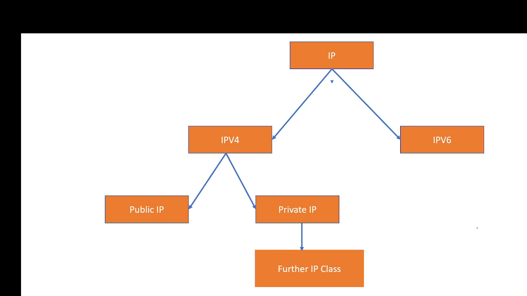This IP version 4 further gets divided into 2 types of IP address. One is public IP, another one is private IP. So what is the difference between public and private? Any idea, guys? Technically, a public IP is an address available over the internet. It is exposed to the internet.